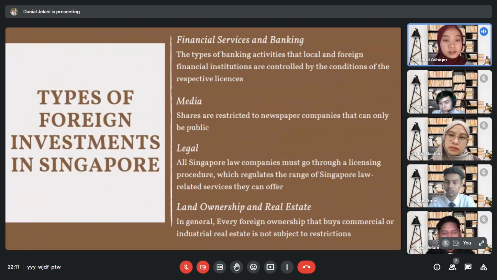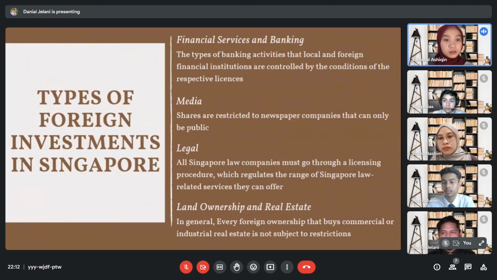Okay, next is media. In Singapore, shares are restricted to newspaper companies that can only be public. Before becoming a substantial stakeholder of a newspaper company or receiving finances from overseas sources, a person must first obtain prior regulatory approval.